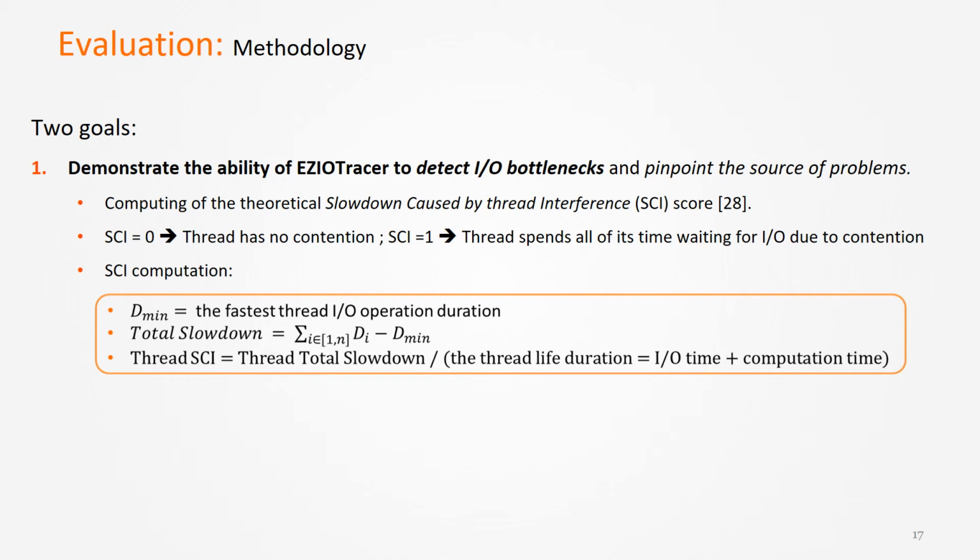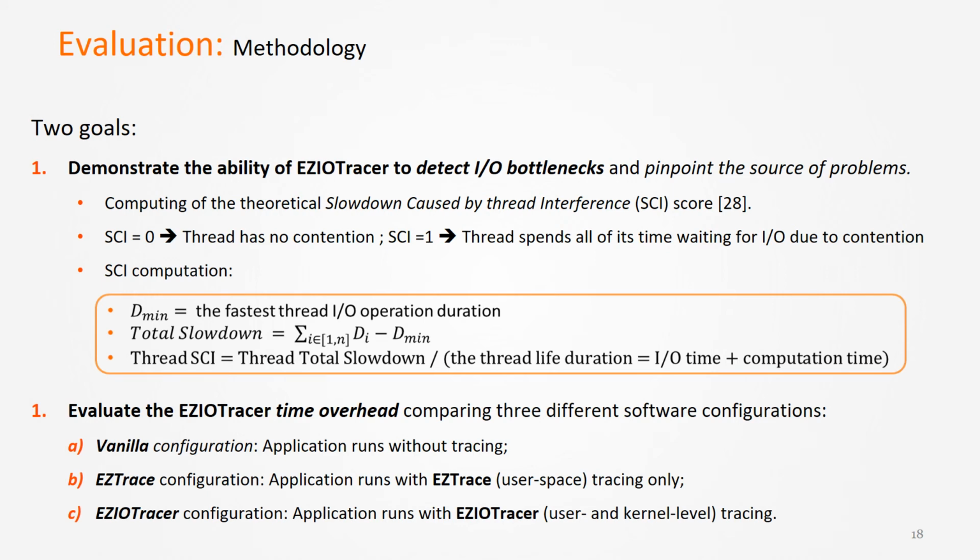To compute the SCI score, first we identify the fastest thread IO operation, assuming that this IO operation does not suffer from contention. Then we compute the total slowdown caused by contention, which equals the sum of the differences of the IO operation durations compared to the duration of the fastest IO operation. The thread SCI is the ratio of the total slowdown and the thread life duration.